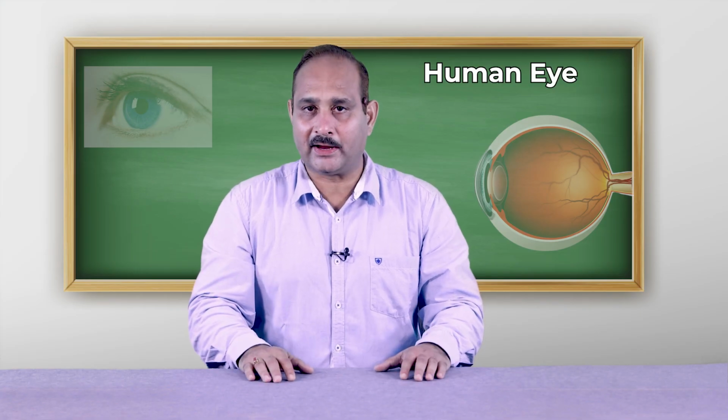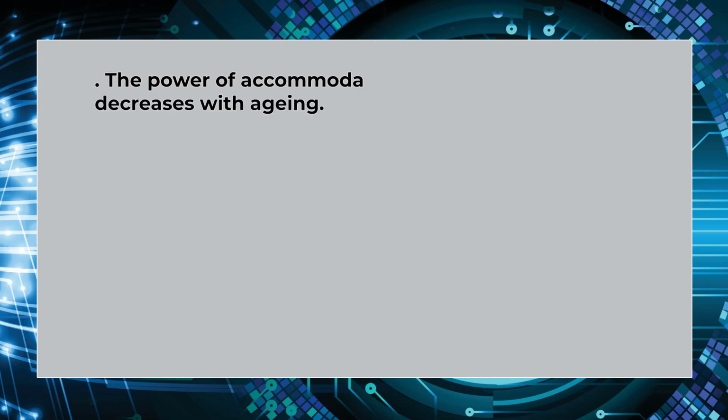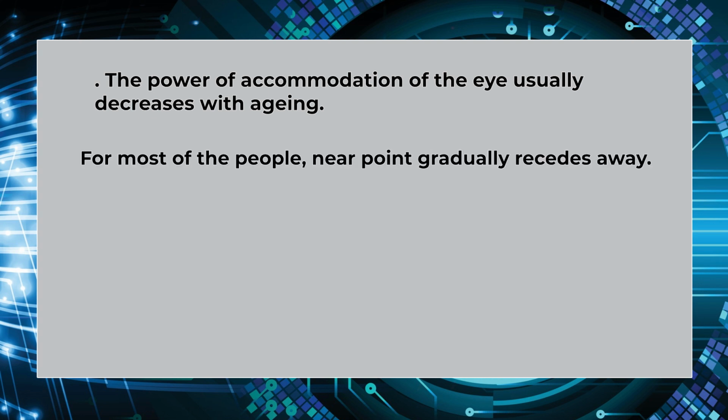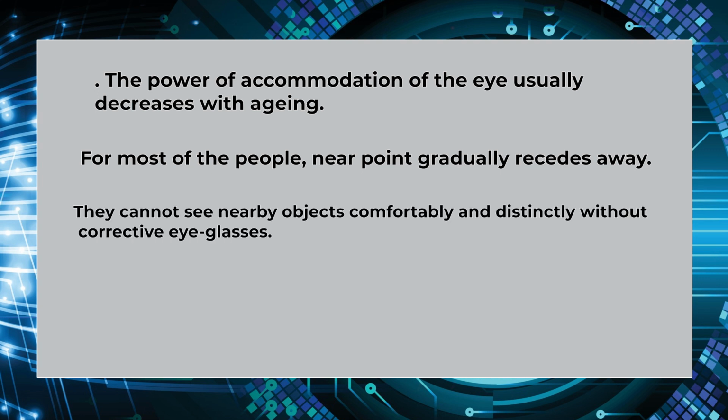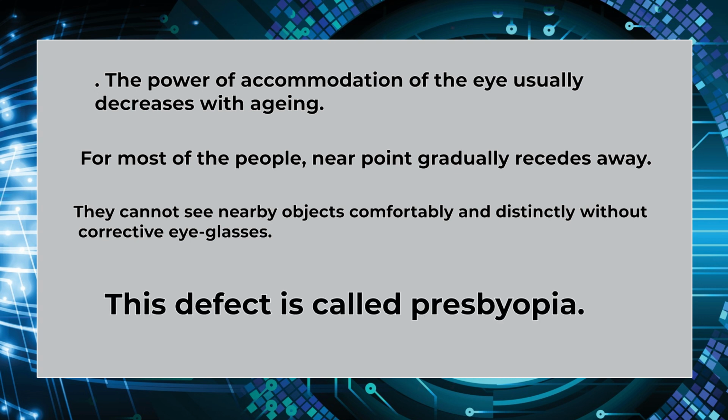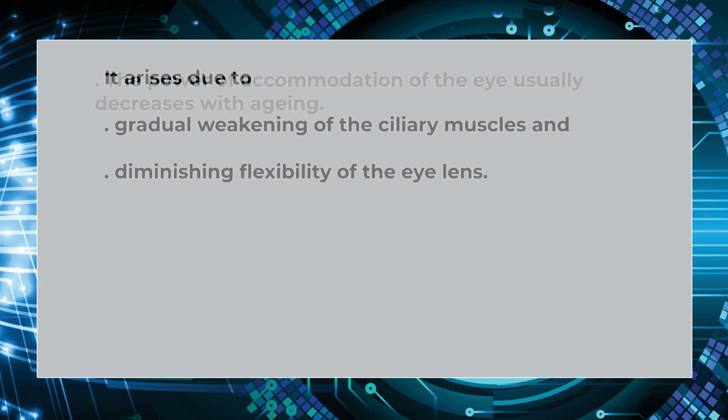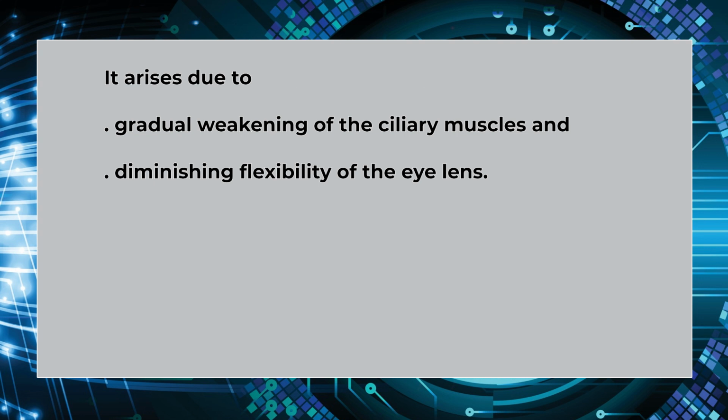Now, there is another defect, presbyopia. The power of accommodation of the eye usually decreases with aging. For most people, the near point gradually recedes away. They cannot see nearby objects comfortably and distinctly without corrective eye glasses. This defect is called presbyopia. It arises due to: number 1, gradual weakening of the ciliary muscles, and number 2, diminishing flexibility of the eye lens.